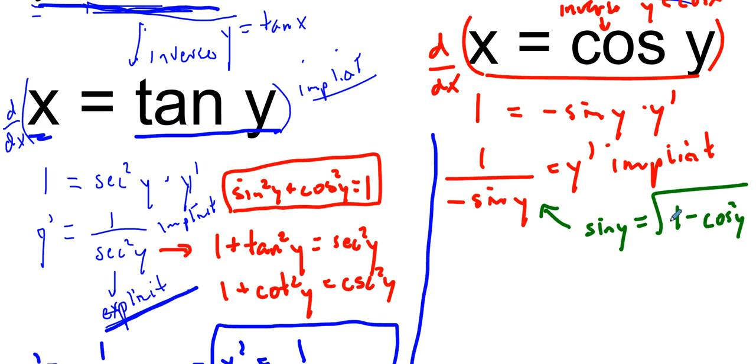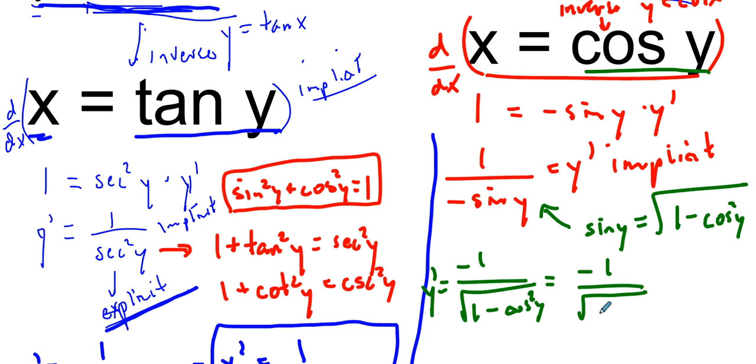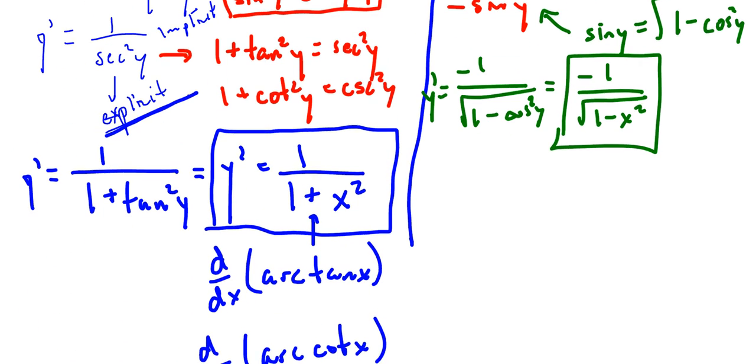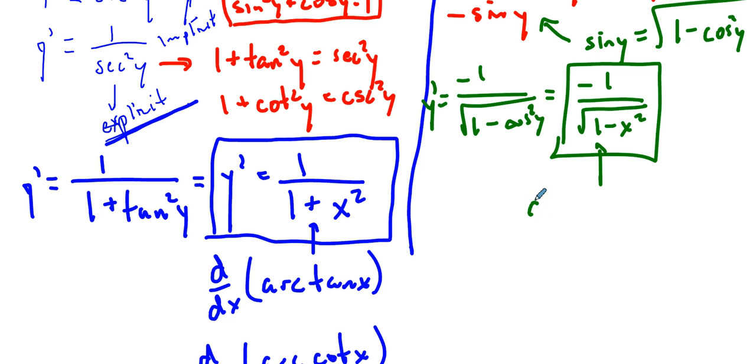Using this equation right there, we know we're going to have negative 1 over the square root of 1 minus cosine squared of Y. That actually equals Y prime. Using a little substitution, we know that cosine of Y is equal to X, so this is actually going to equal negative 1 over the square root of 1 minus X squared. Nailed it. That is the derivative of our cosine in explicit form. This right here is the derivative of arc cosine of X.